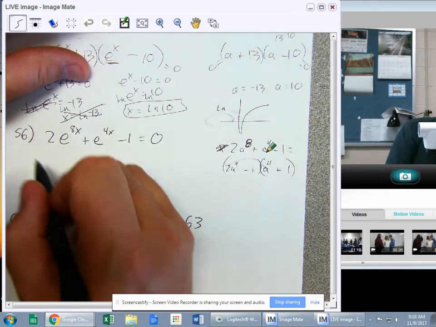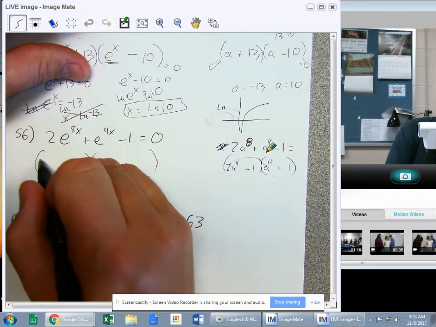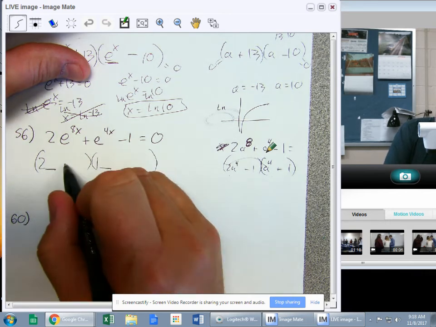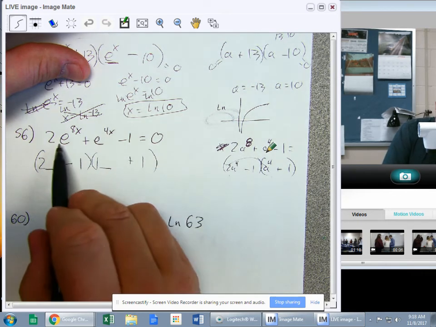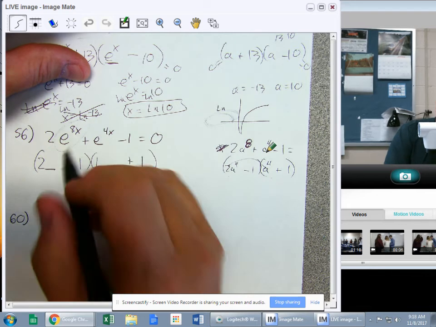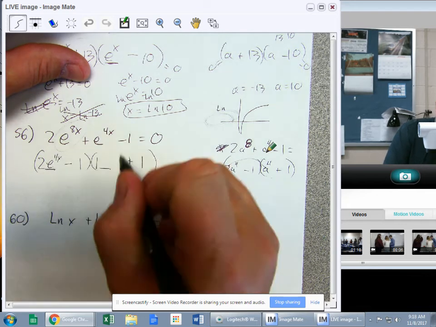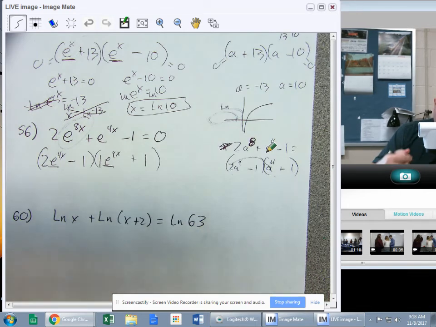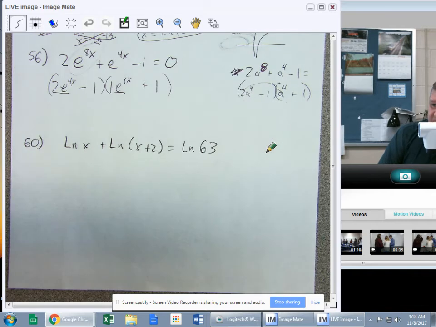Well, the same thing is going to apply. Parentheses. To what, 1, what? And I get a minus 1 and a plus 1. Well, what do I do to break up e to the 8x? E to the 4x, e to the 4x. And it works the same way, and you solve it as above. Remember, you can't have negative numbers.